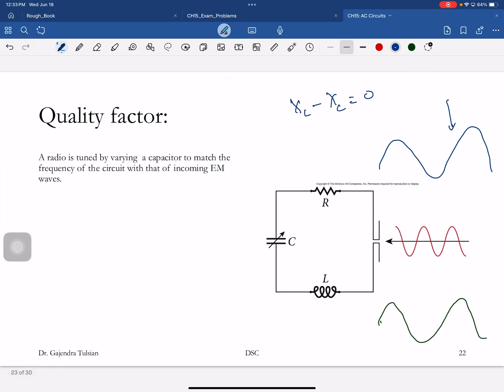All right, so a radio is tuned by varying the capacitors to match the frequency of the circuit with that of the incoming signal. So when you're tuning the circuit, what is it that you're doing? You're making this 0.